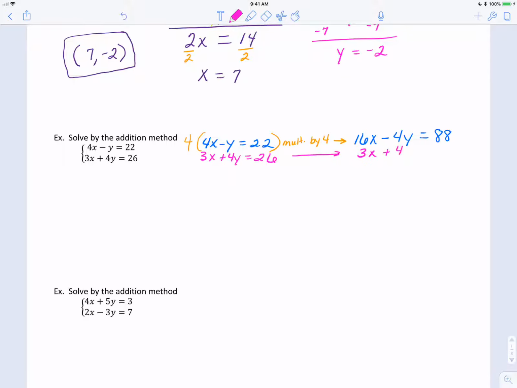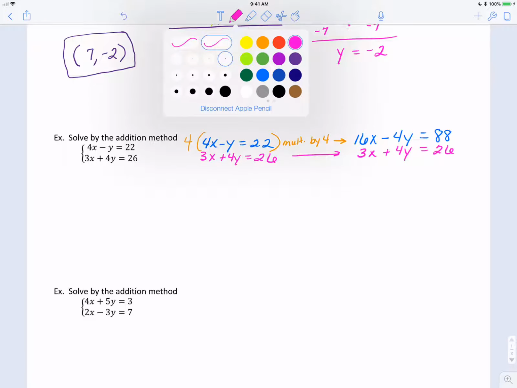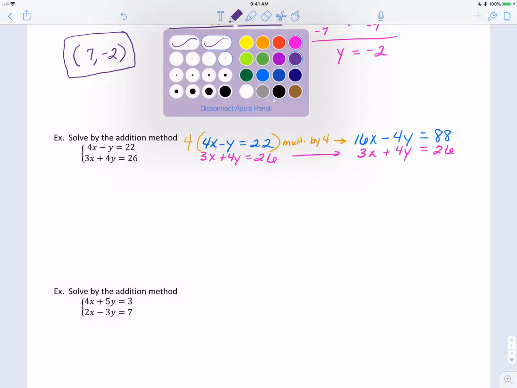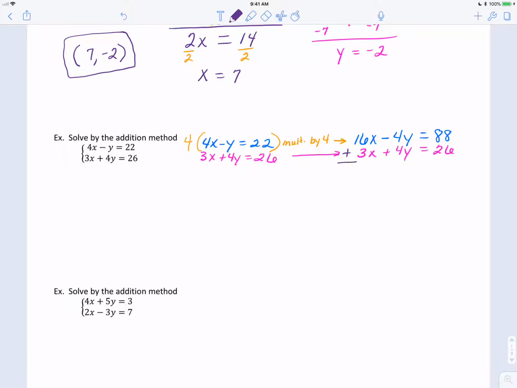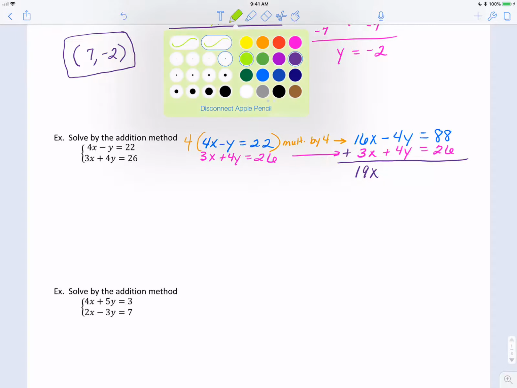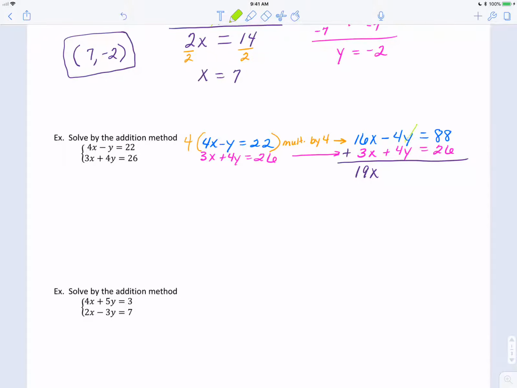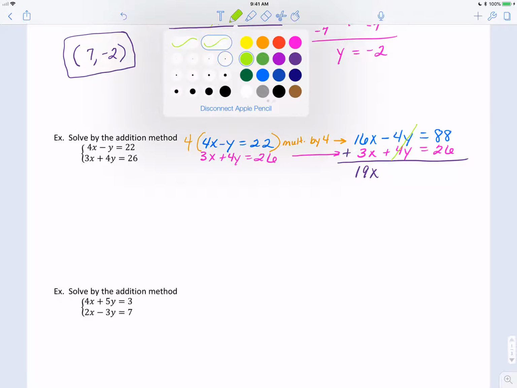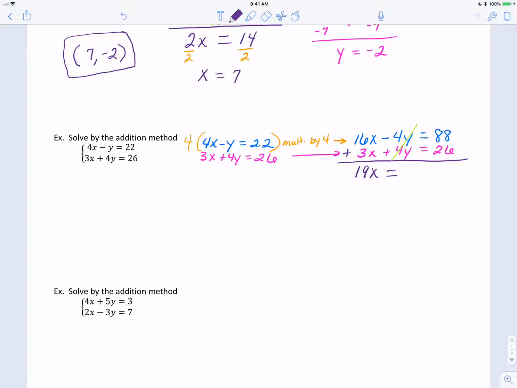All I'm going to do here is rewrite the second equation so that they're lined up and I'm ready to add them together. So we have 16x plus 3x gives me 19x. Now I have a negative 4y and a positive 4y, so that just makes 0, which was our goal. Then we have 88 plus 26, which is 114.